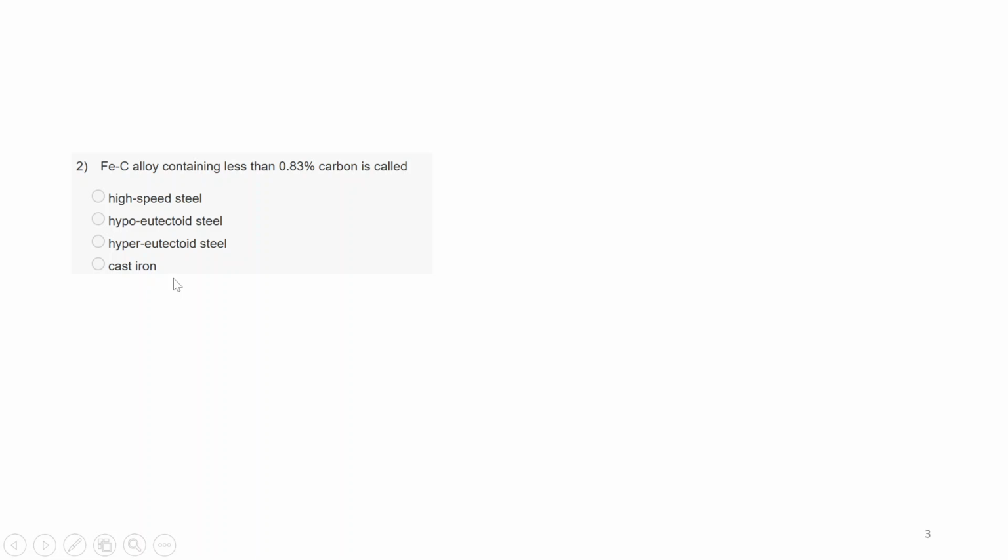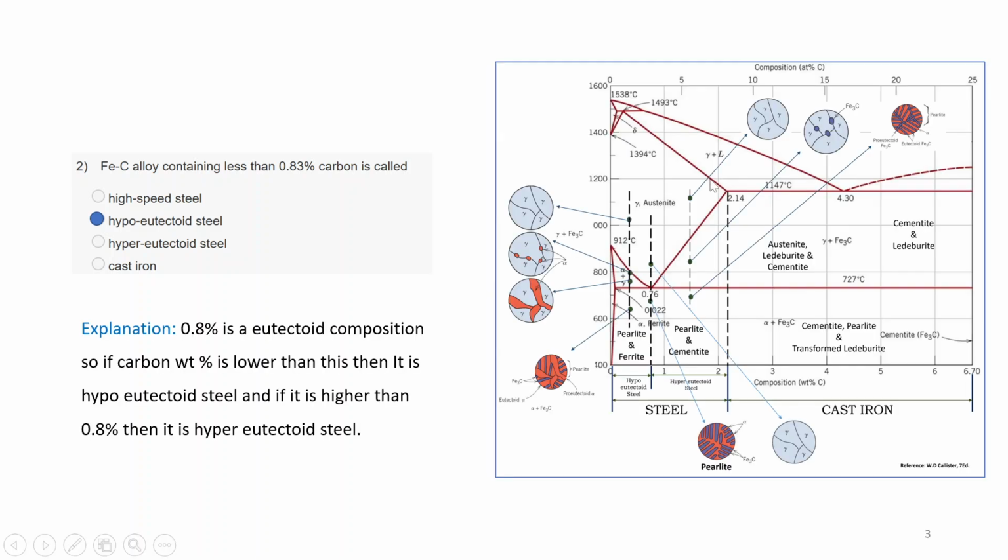Yes, ma'am, it is between hypoeutectoid or hypereutectoid. Okay, so at 0.8%, your material will be eutectoid steel. Above that, it will be hyper, and below that, it will be hypoeutectoid. So the correct answer here, because it's less, is hypoeutectoid. So hypo will be in this region.